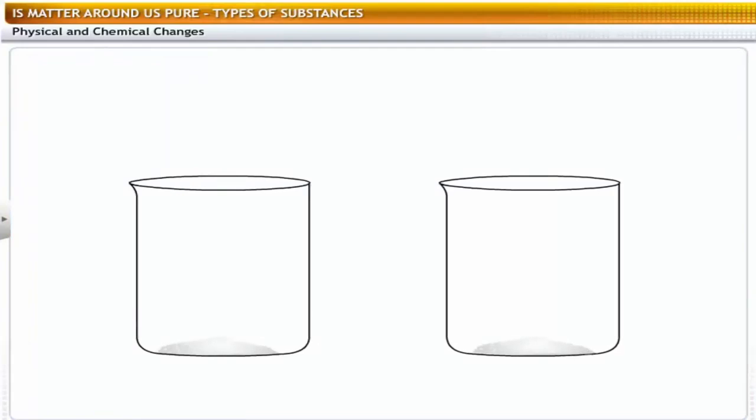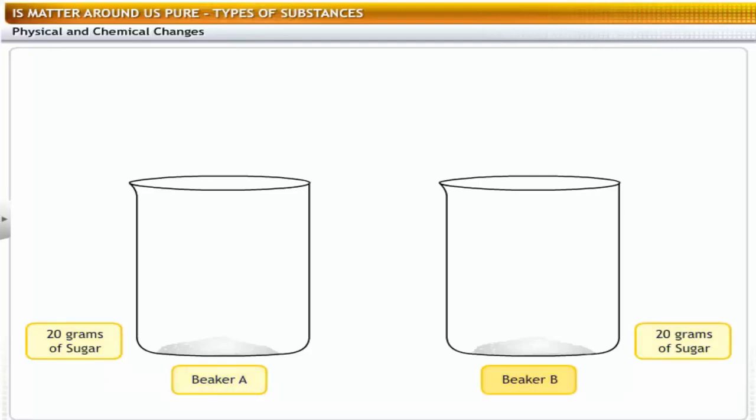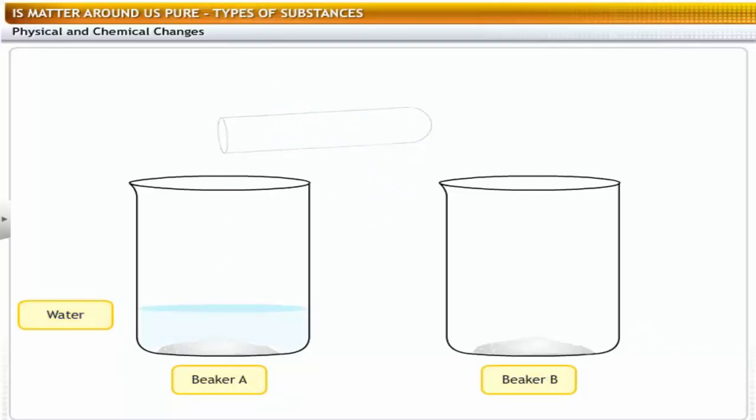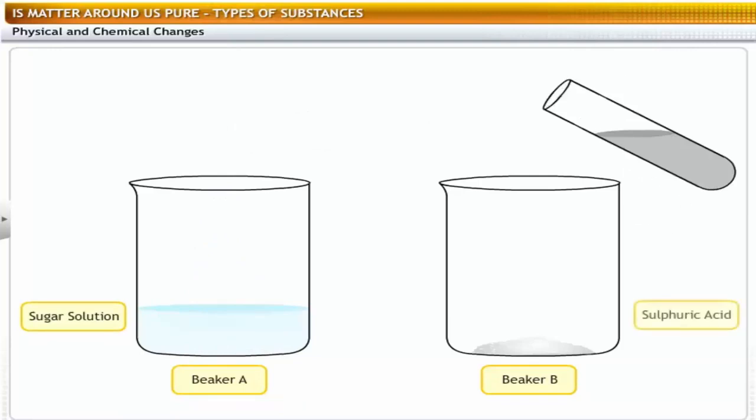For this, we need to take two beakers with 20 grams of sugar and label them as A and B. Let's add some water to beaker A and stir it. In beaker B, we will add a little sulfuric acid.